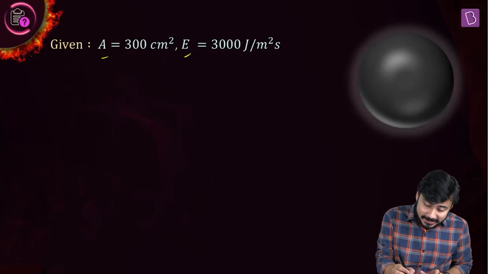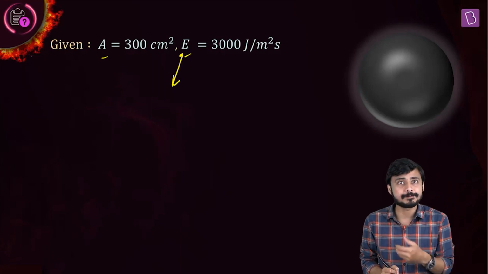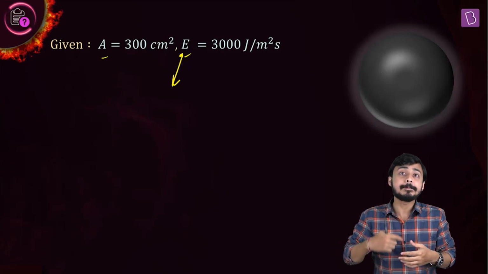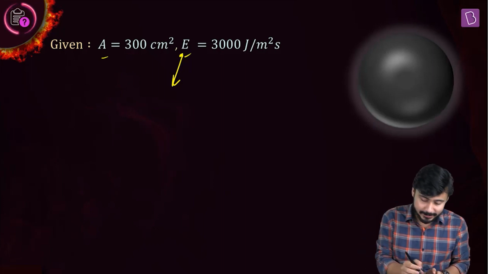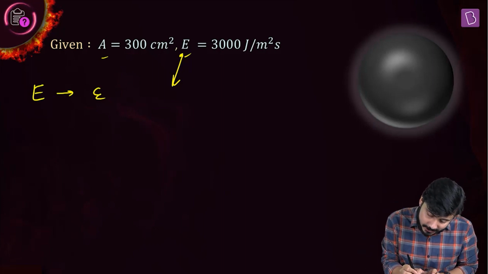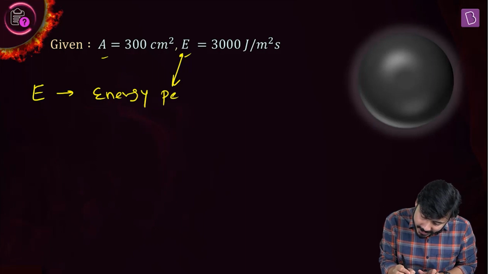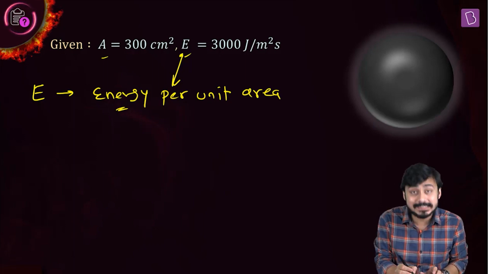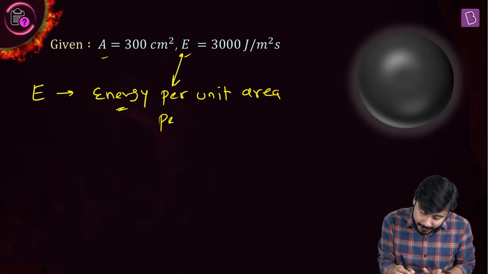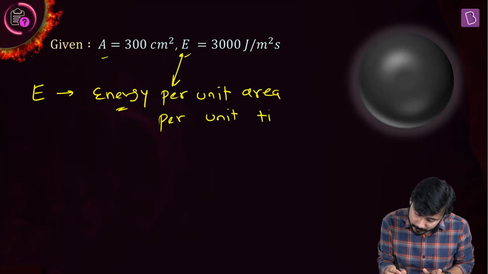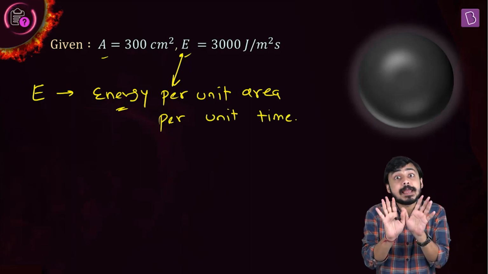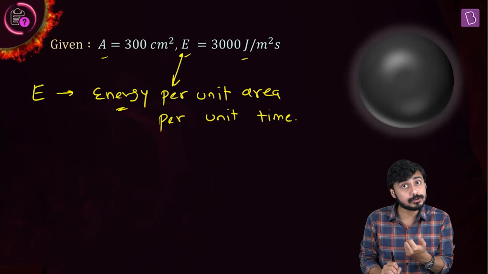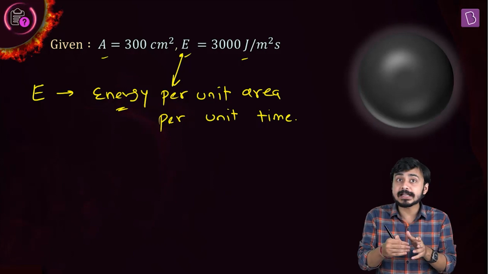Now, within the basic definition of emissive power, what is emissive power? Emissive power is the energy radiated out by the body per unit area per unit time. E is the radiated energy per unit area per unit time, right? This is the basic definition of emissive power. Please look at the units of emissive power as well. That also tells you the definition. That's joule per meter square per second.